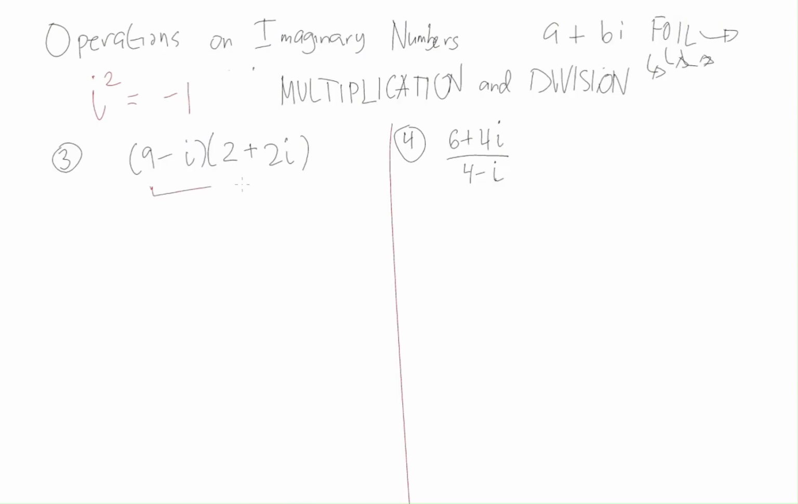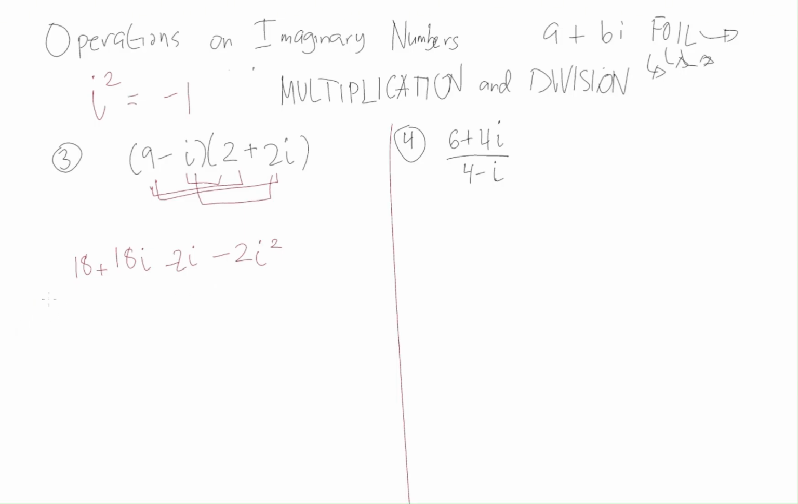So this one, 9 times 2, that is just 18. And then the outside term, 9 times 2i, that is just 18i. And then the inside term, negative i times 2i. And then the last terms together, which is just 2i squared.